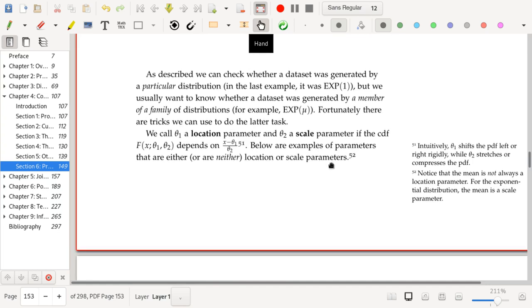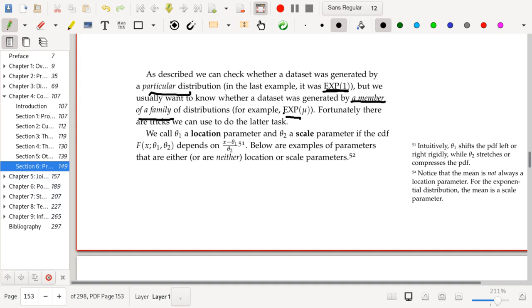Now, the thing is, the procedure that we just described is a procedure for checking whether the data set came from a particular distribution. In other words, it's exactly the exponential distribution with parameter 1. And unfortunately, that's not what we often want to do, because often we want to check whether the data came from a member of a family of distributions, for example, the exponential with mean parameter mu. So in other words, we actually often don't want to specify what the parameter is in order to check whether the data came from that distribution.